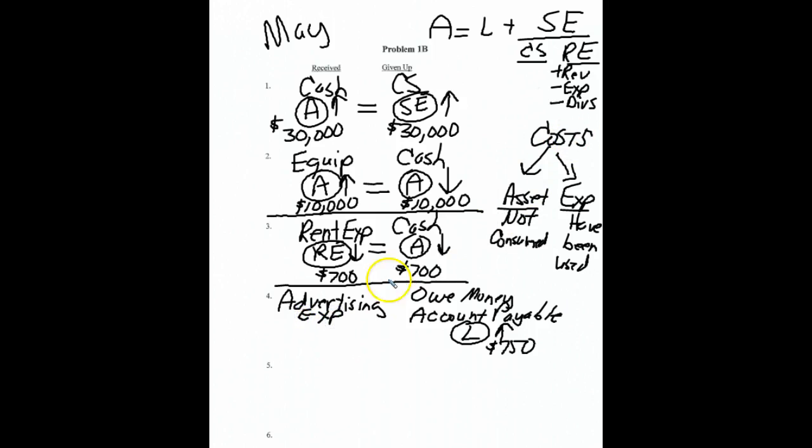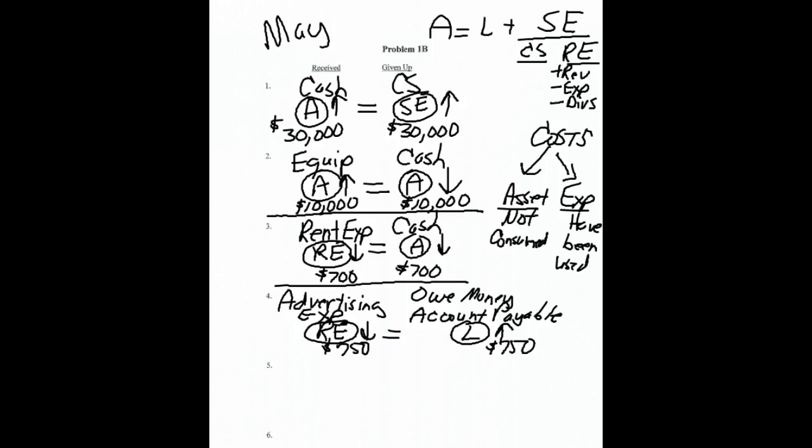So expenses are a component of retained earnings, causing retained earnings to go down $750. So again, we're going to assume the advertising ran during the month of May. It's been used, so it's advertising expense. Advertising expense is a component of retained earnings. It's a negative component, so retained earnings will go down $750. Liabilities will go up. They will counterbalance each other when we get to the horizontal model.